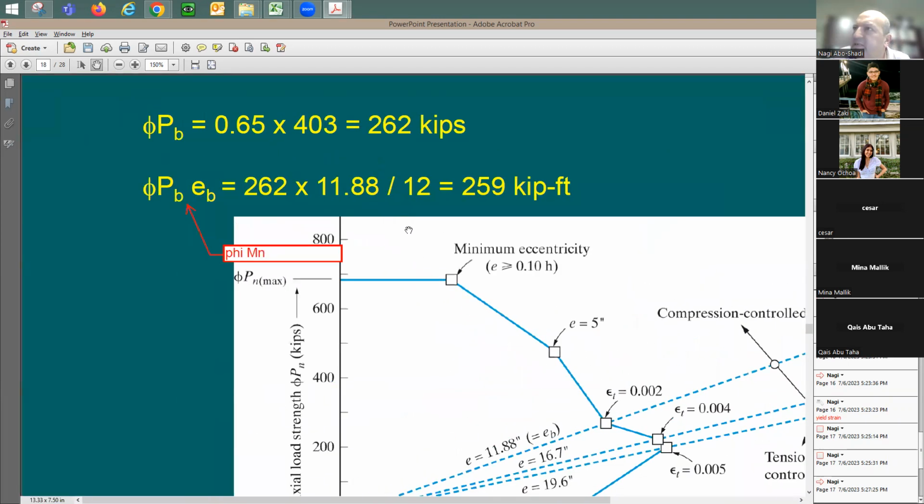Any questions on the balance point? You're good? All right.